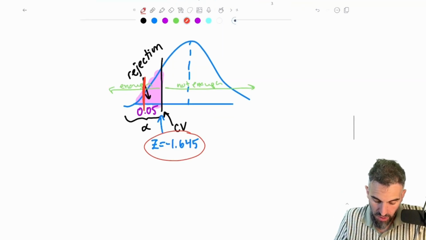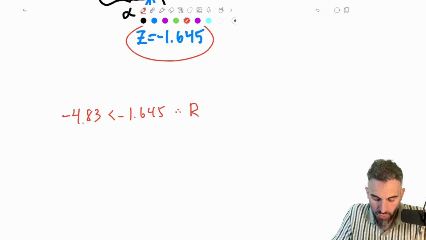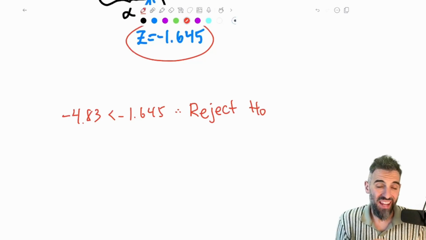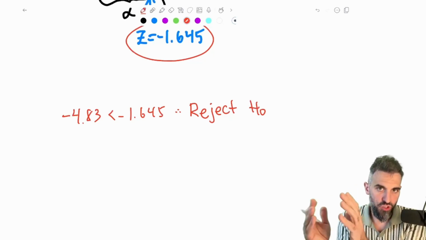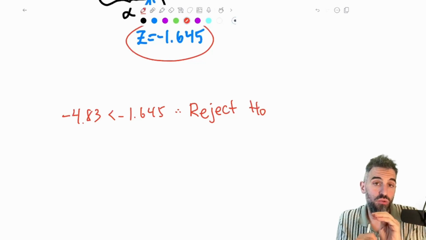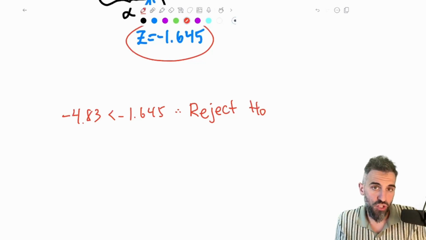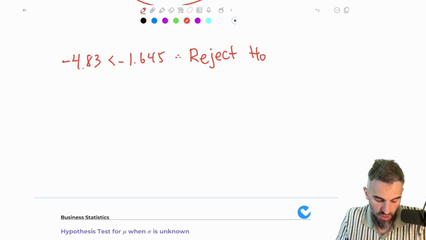So here we can now draw a conclusion. Since negative 4.83 is less than negative 1.645, we reject H0. This is how you do it. In terms of stating your first conclusion, you either reject H0, the null hypothesis, or you don't reject it. I know it sounds funny, but never say here that you accept HA. You either reject H0 or you don't. And then the interpretation, if ever you were asked to interpret it, would be this.